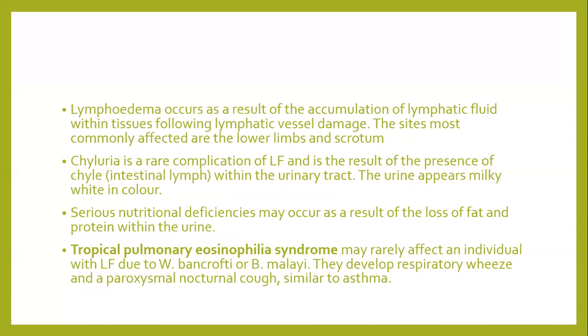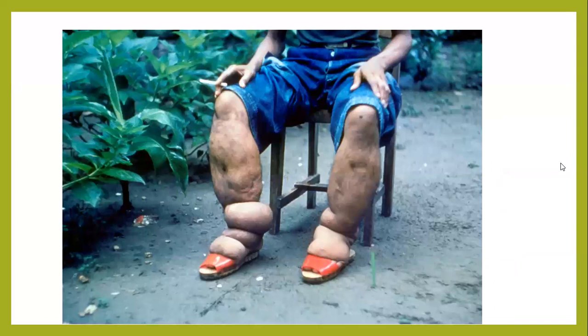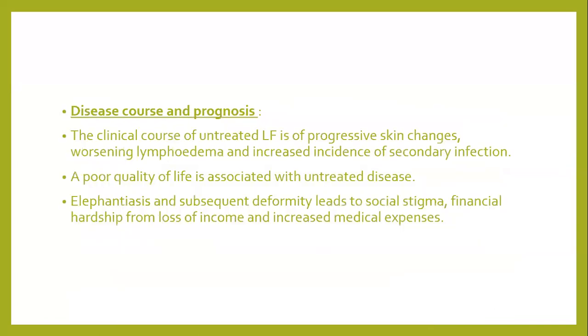Chyluria is a rare complication of lymphatic filariasis, resulting in the presence of chyle, that is intestinal lymph, within the urinary tract. The urine appears milky white in color. Serious nutritional deficiencies may occur as a result of loss of fat and protein with the urine. Tropical pulmonary eosinophilia syndrome may rarely affect individuals with lymphatic filariasis due to Wuchereria bancrofti and Brugia malayi. They develop respiratory wheeze and paroxysmal nocturnal cough similar to asthma. This is a patient of lymphatic filariasis.